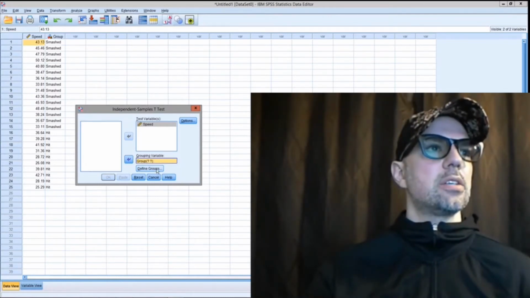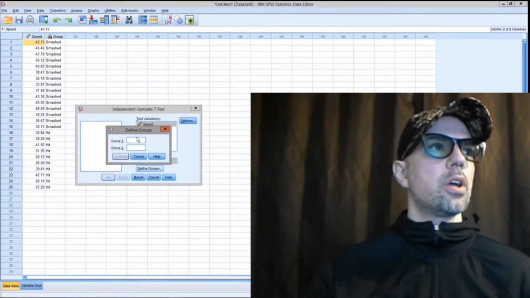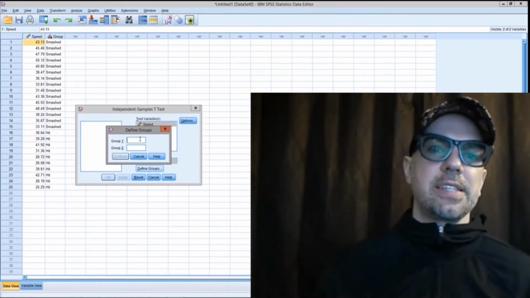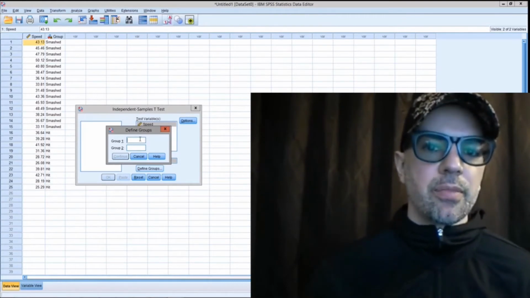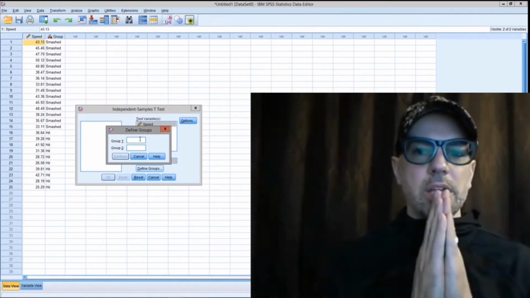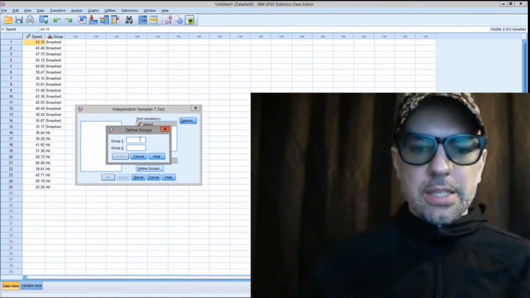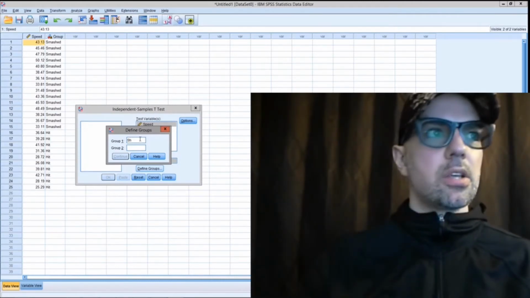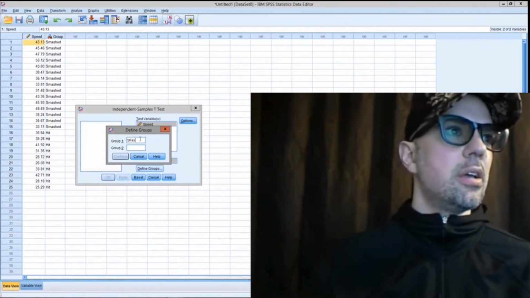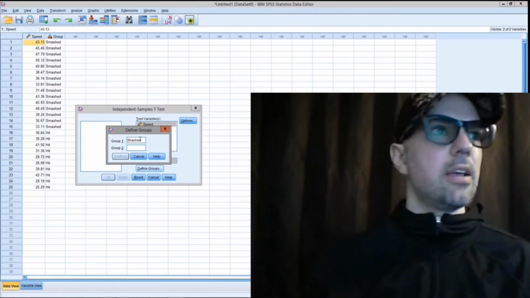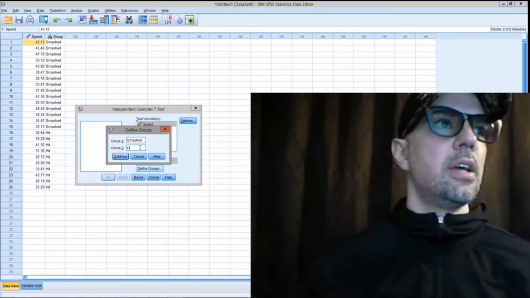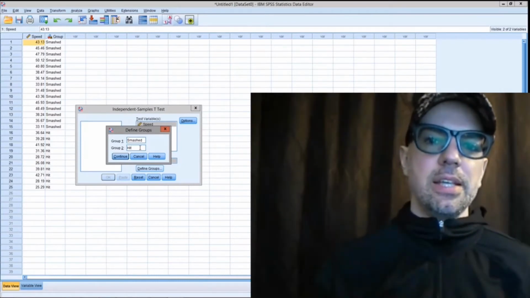So we're going to go down here to define groups, and we're going to enter in the group names exactly as we type them in. So what I'm going to do first is do it correctly. So we called one of these smashed, if I can spell it. So we called group 1 smashed. We called group 2 hit. And that's what SPSS needs to know.